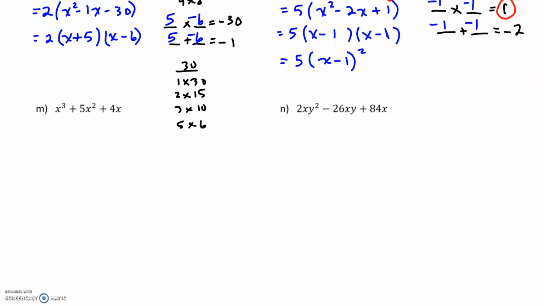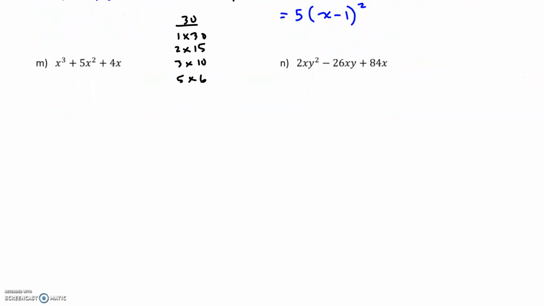So m is interesting. We have an x cubed, and we can't factor that. It has to be in the form x squared plus bx plus c. So this time we are going to factor out an x as our common factor. And I can see that x cubed divided by x gives me x squared, 5x squared divided by x gives me 5x, and 4x divided by x gives me 4.